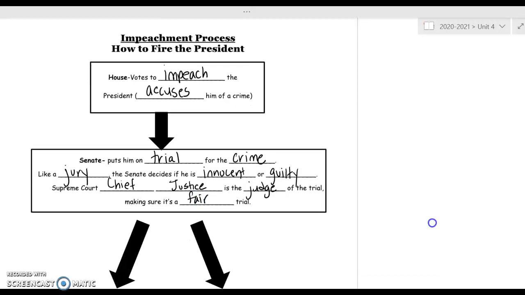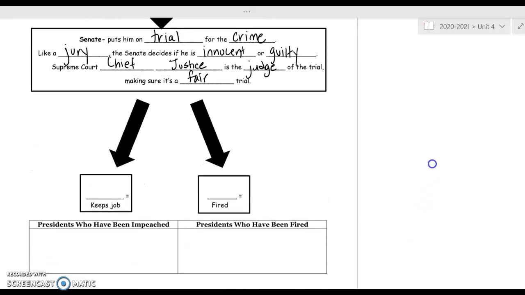There are two possible outcomes to the trial. Either the president is found innocent and then he keeps his job, or he's found guilty and then he's no longer the president. So we've only ever gone down this path. There's never been a president who's been impeached and convicted, found guilty, and fired.